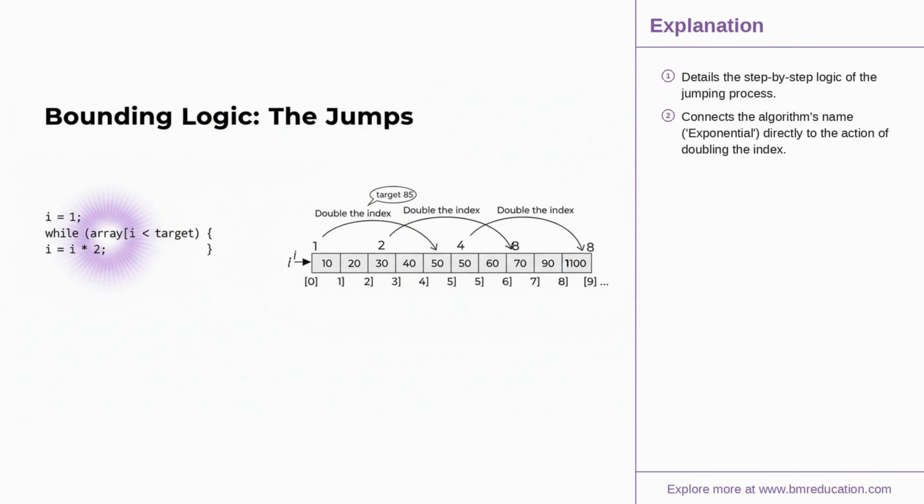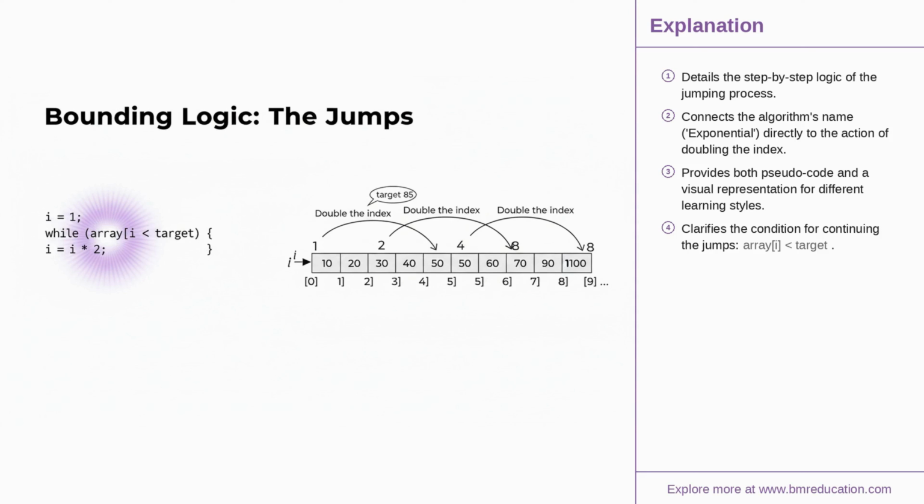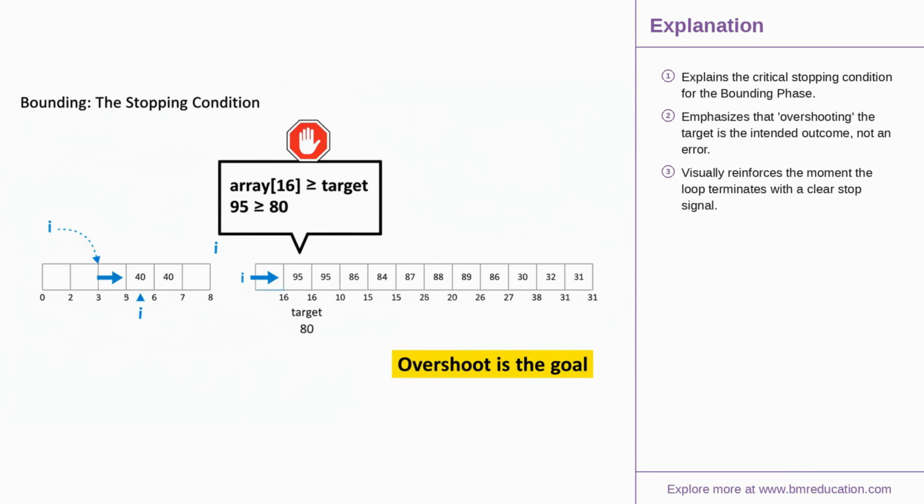Here's the specific logic. We start our probe at index 1. We check if the element at this position is smaller than our target. If it is, we double our index for the next check, from 1 to 2, then 2 to 4, 4 to 8, and so on. This doubling is the exponential part of the name. We continue this doubling process until we find an index I where the element is greater than or equal to our target. This overshoot is crucial. It tells us we've gone past our target, meaning it must be in the block we just jumped over. This is our stopping condition.